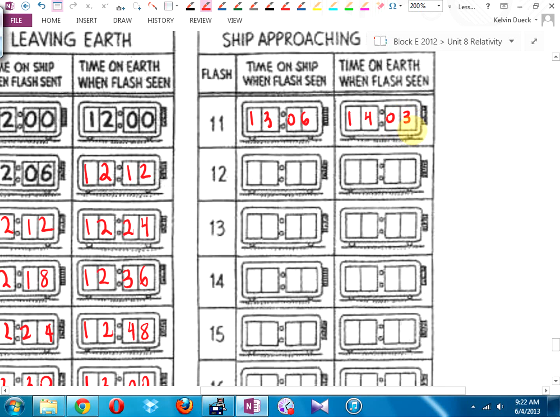14:03. Now a lot of people think, oh, now the Earth is catching up, and so the times will match again when the spaceship gets back. They won't. 6 minutes. 3 minutes. 6 minutes. 3 minutes. 13:18, Mr. Dueck? Good gosh. Can't do math in my head today. Now it'd be 13:24, yes? I was foreshadowing.